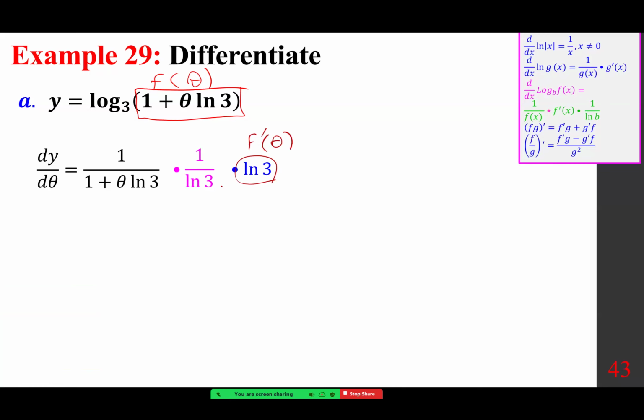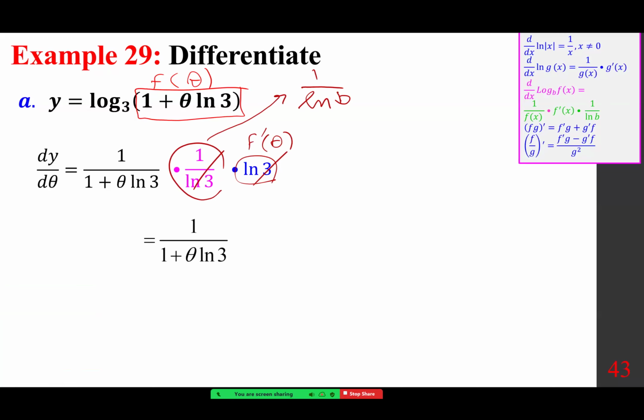This is 1 over natural log of the base. The base is 3. So needless to say, these two cancel each other, and we end up with 1 over 1 plus theta ln 3.